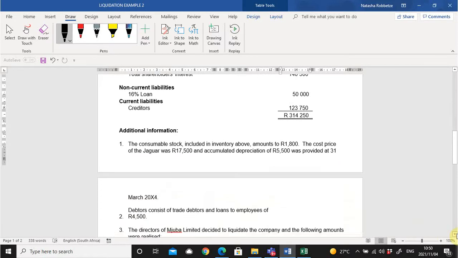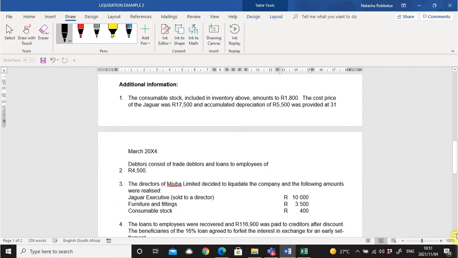All right, if we look at the additional note number 1, it says that the consumable stock, which is included in the inventory above, was 1,800, and the cost price of the Jaguar 17,500 minus 5,500 accumulated depreciation. So these amounts are already inside the balance sheet. So if we use the balance sheet totals to close off our asset accounts, we will not have a problem. In note number 2, it says debtors consist of trade debtors and also loans to employees of 4,500.